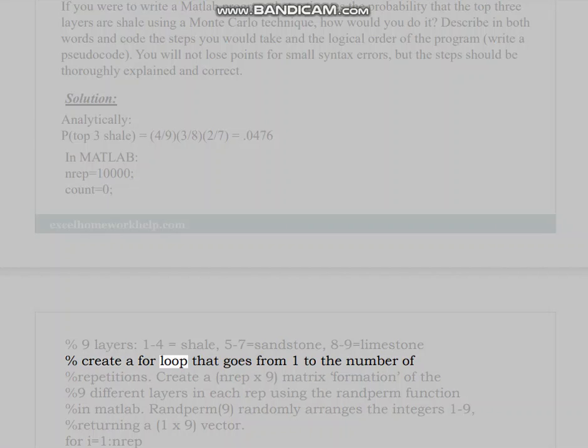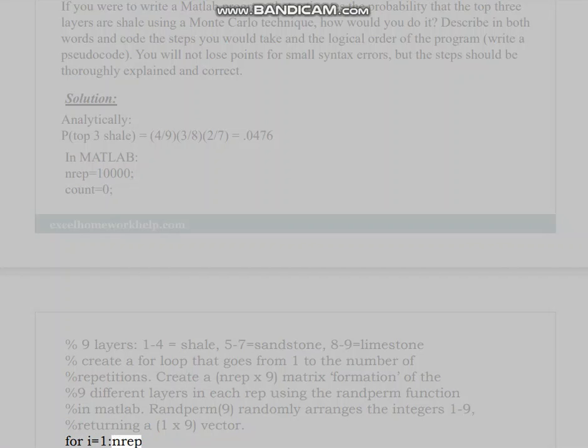% Create a for loop that goes from 1 to the number of repetitions. % Create a nrep x 9 matrix formation of the 9 different layers in each rep using the randperm function in MATLAB. randperm(9) randomly arranges the integers 1 to 9, returning a 1 by 9 vector.